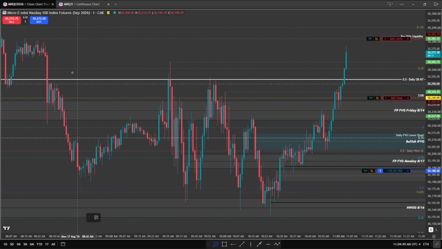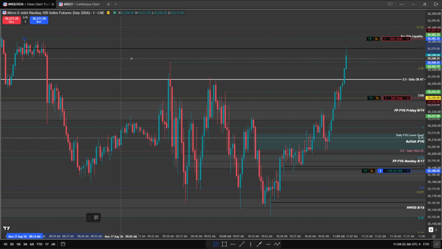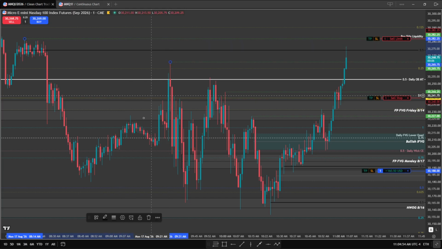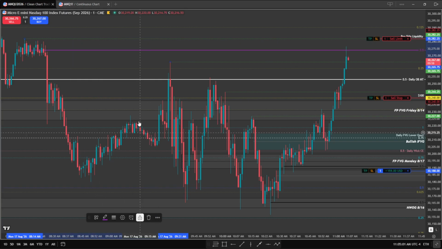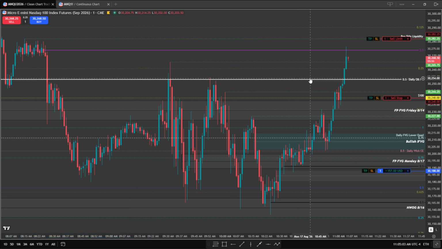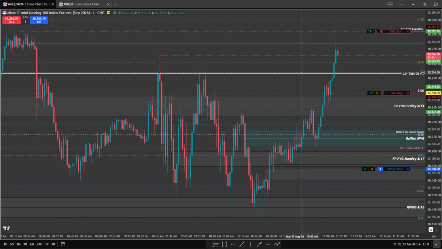Something to note would be the event horizon of that high and this high. If we get a body closing above that, I'll make it purple, usually make it a special color. See how it stops there? If we get a body above that purple line, the odds of it taking that buy side go up a lot.